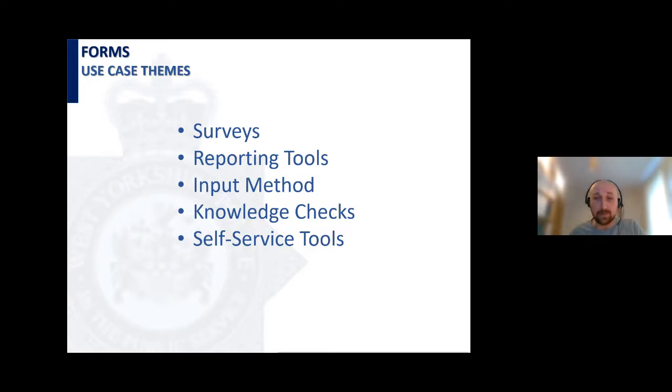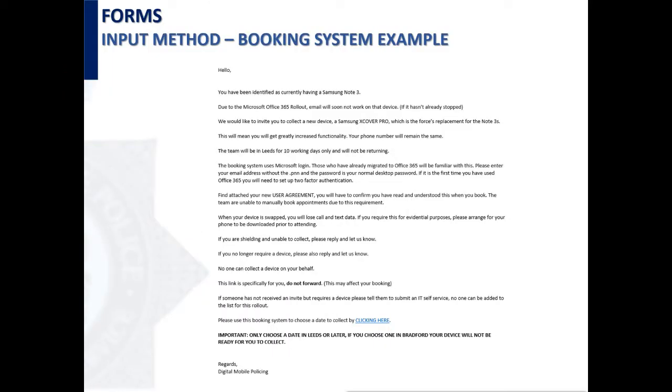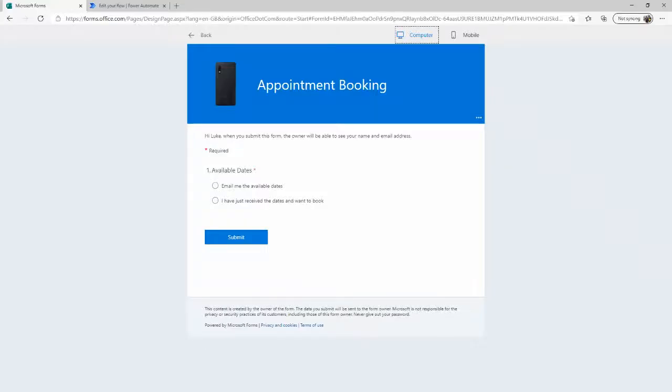So we've used forms for that. What we've done is we sent this email, don't worry, you don't have to read it. It's just an email about how they've been identified as a person that needs a new device. The new user agreement is attached for the new device. They need to read that because they're going to be asked to confirm it. It asks them to click on this link, which will let them book in. So there's a little link there. They click that, and that takes them to a Microsoft form, which is this form just here.